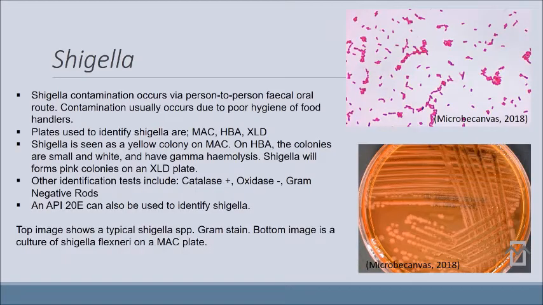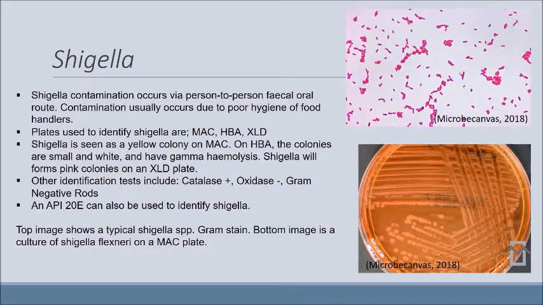Shigella contamination occurs via the fecal-oral route and is transmitted person to person. It is usually due to poor hygiene practices of food handlers. The plates used to distinguish Shigella are MacConkey, HbA, and XLD. On MacConkey, these colonies are yellow as it does not ferment lactose. The cultures on HbA are small, white, and have gamma hemolysis, and on XLD the colonies are pink.